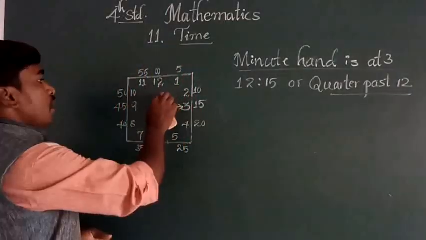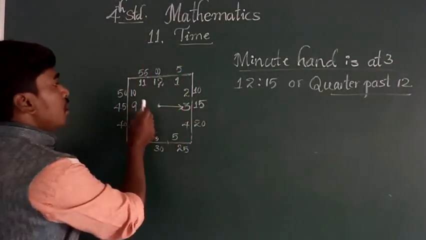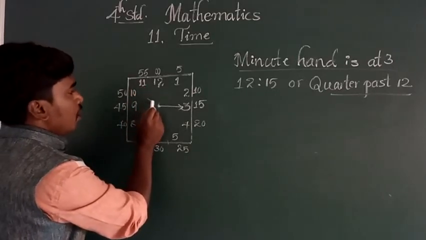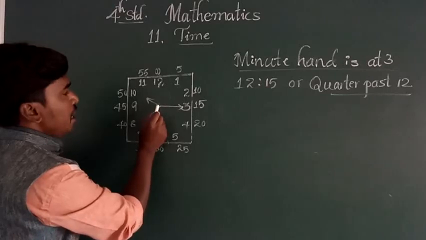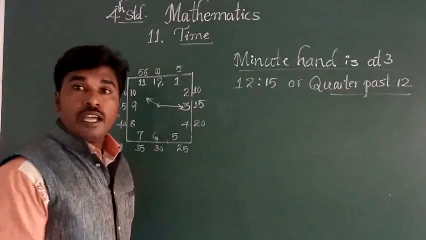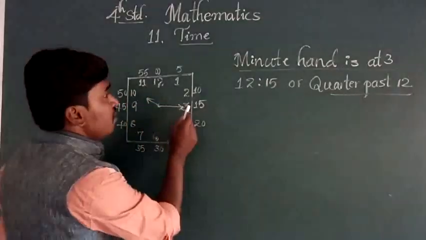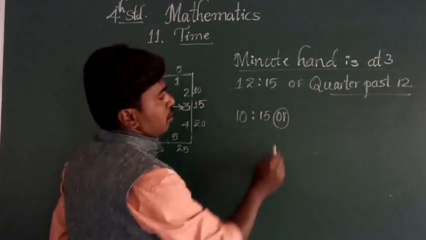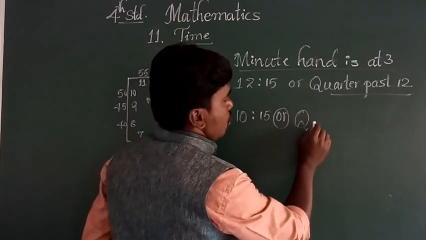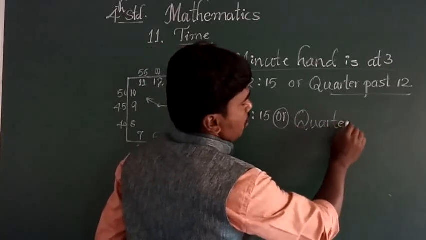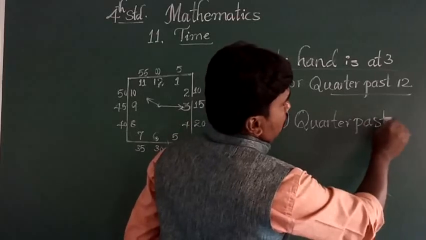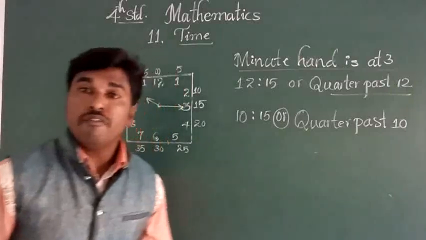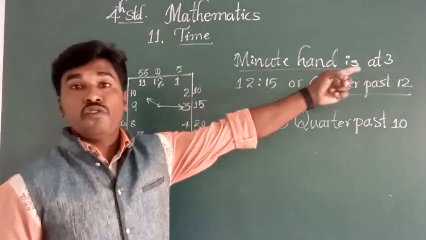One more example you take. The hour hand is in between 10 and 11, and the minute hand is at 3. What is the time? It is 10:15, or quarter past 10. So in this way you can read the time when the minute hand is at 3.